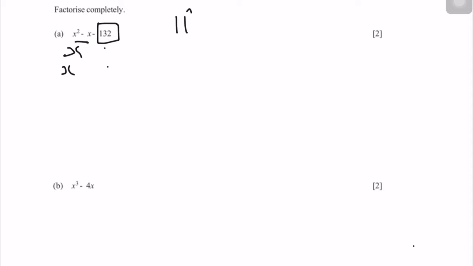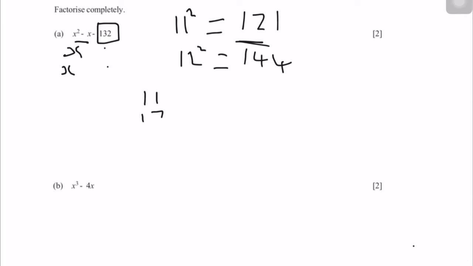So we could just see the numbers that are close to 132. We know 11 squared is 121. But we also know that 12 squared is 144. So it's somewhere along the middle, but we know it's not a square value. So let's try 11 times 12. When we do that, we get 132.